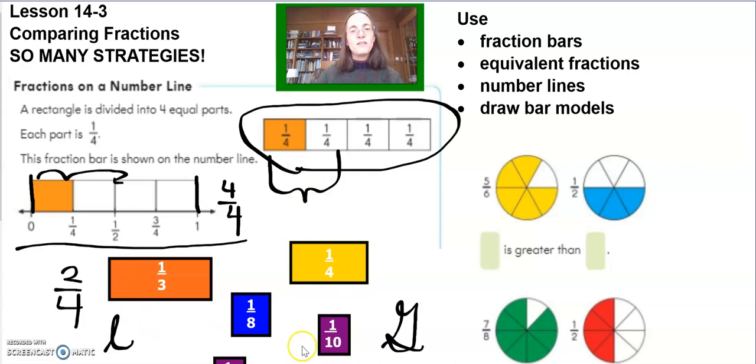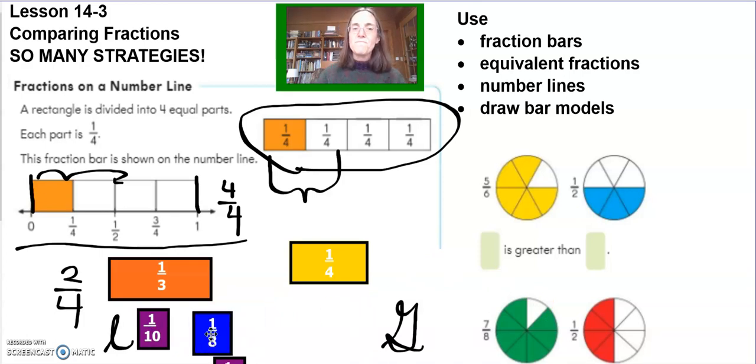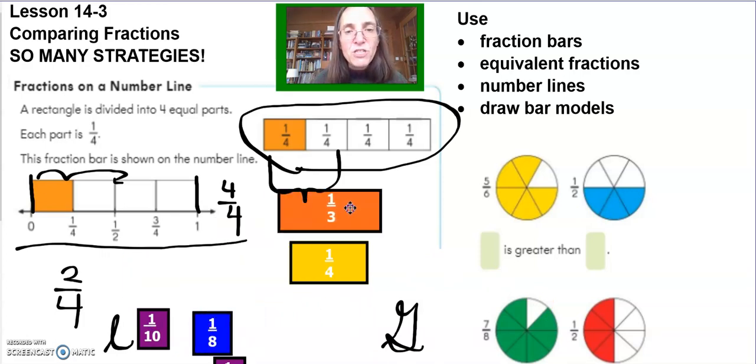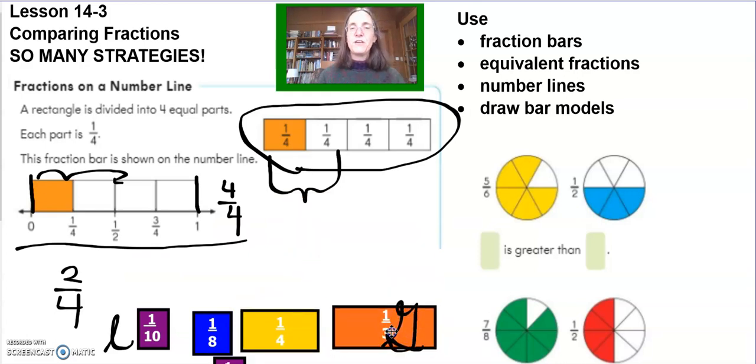So the smallest fraction here, 1/10. The next smallest fraction, 1/8. The next smallest fraction, which is bigger? Ooh, fourths are smaller, and that would make 1/3 over here. And when you line them all up like that, it's called ordering, and we can put commas in between them just to separate them.